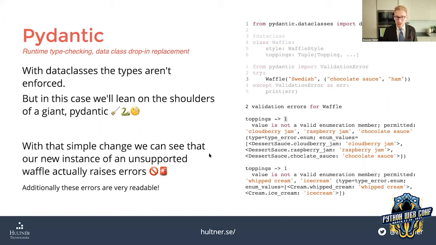So with that simple change, we can see that the new instance of an unsupported waffle actually raises an error. And this error also contains a lot of useful information to understand why it didn't work to create this waffle. So I really love this, and the errors are super readable. And they are even more readable if you're not on a small slide like this. So that's one of the best things, I think. So you should really, really take a look at that. So let's continue then.